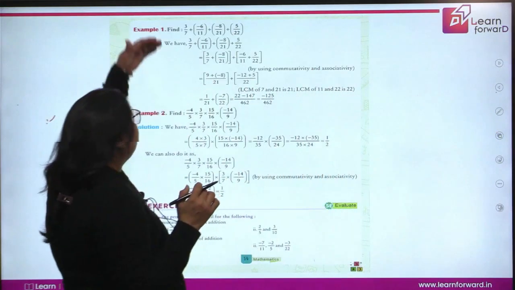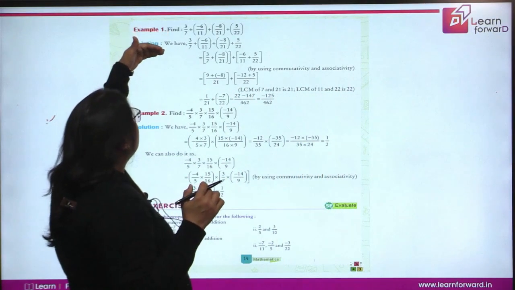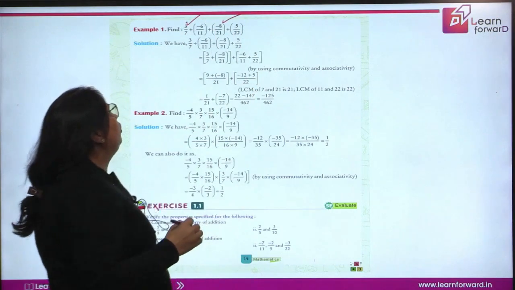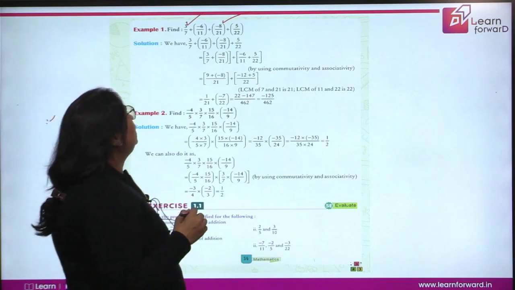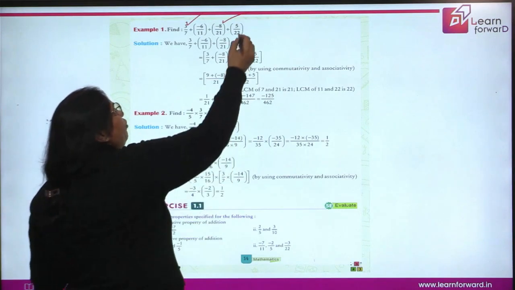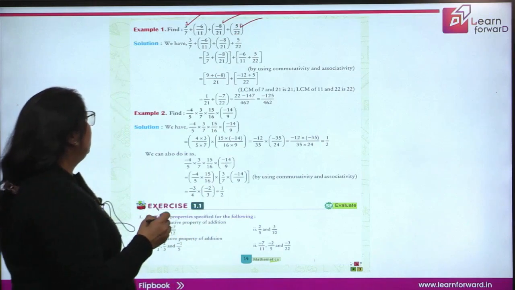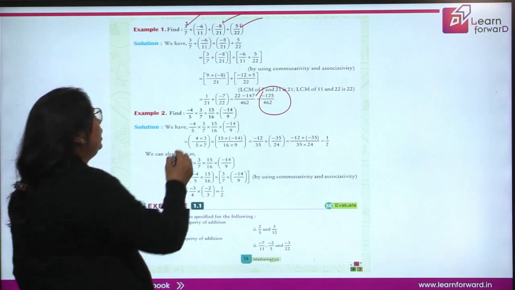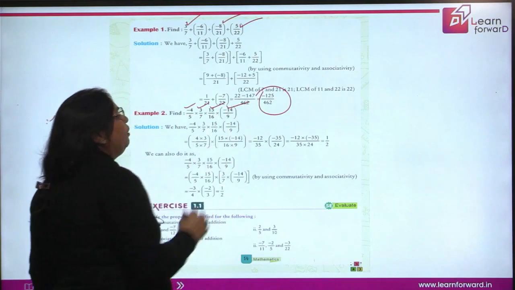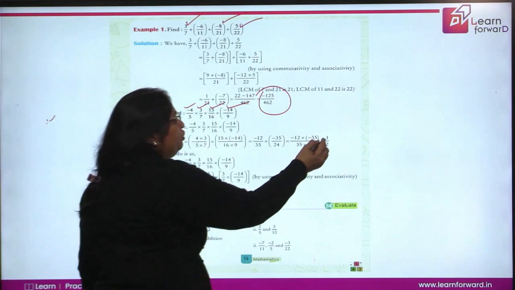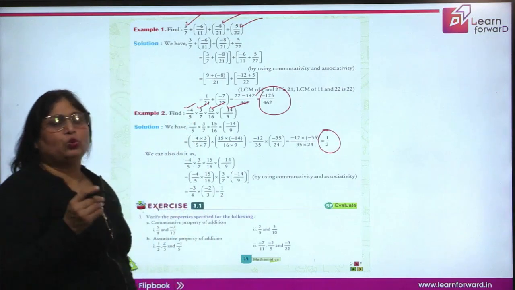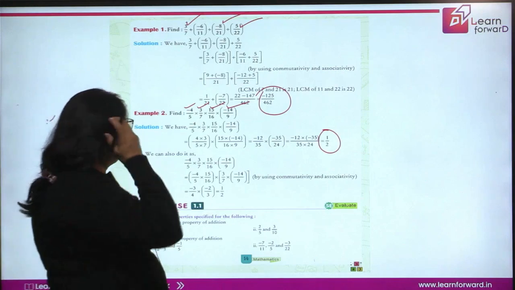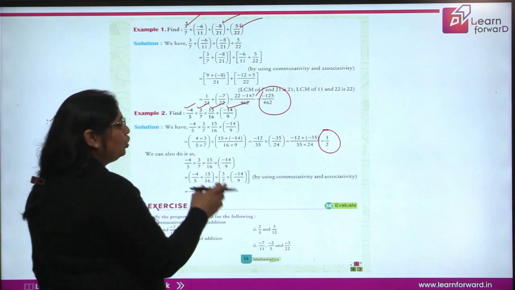Now, here are the examples. 3 upon 7 added with minus 6 upon 11, minus 8 upon 21, 5 upon 22, and we are getting a rational number here. For another example, we are taking 4 rational numbers and multiplying them, because as we have seen, it holds true for multiplication. This is the closure property.